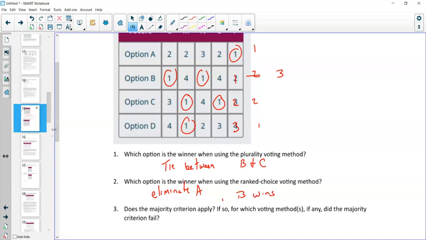Does the majority criterion apply? If so, for which voting methods? If any, did the majority criterion fail? It doesn't apply because there is not a majority candidate. Okay. All right. Next up.